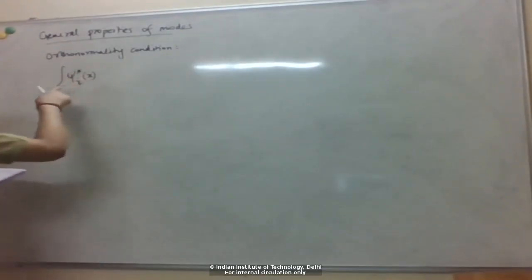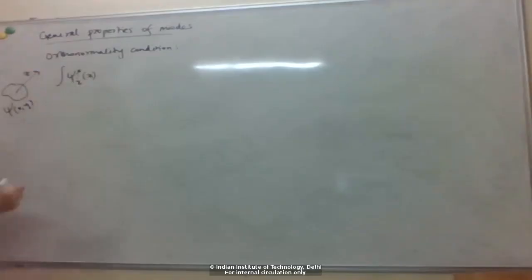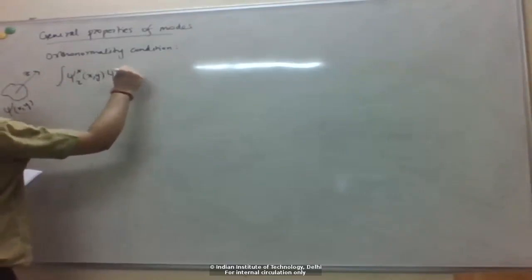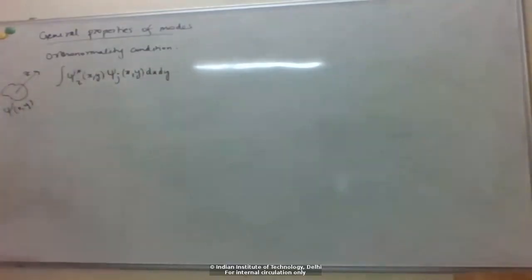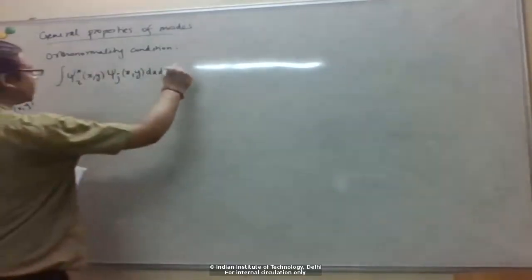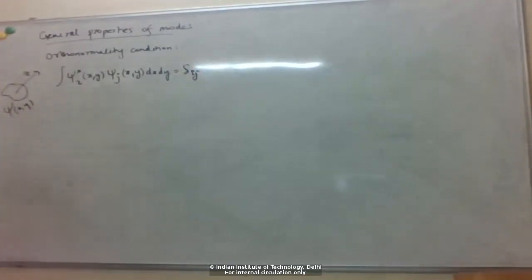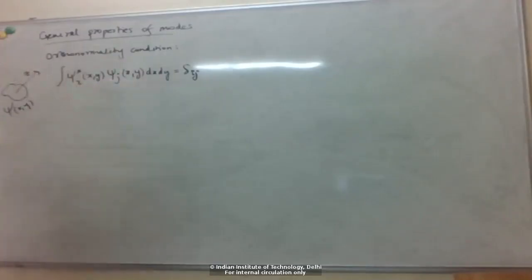So in general, for a mode propagating, it could have some profile psi of x comma y and propagating in the z direction, right? If you take this integral over the cross section xy, then this is 0 if you take two different modes, right? And if it's normalized, then it's 1 when you consider the same mode, right?